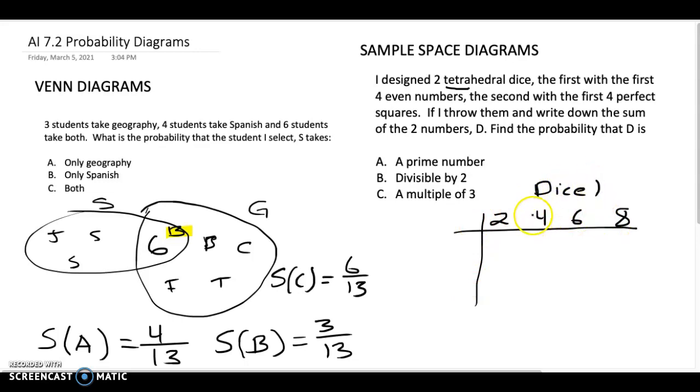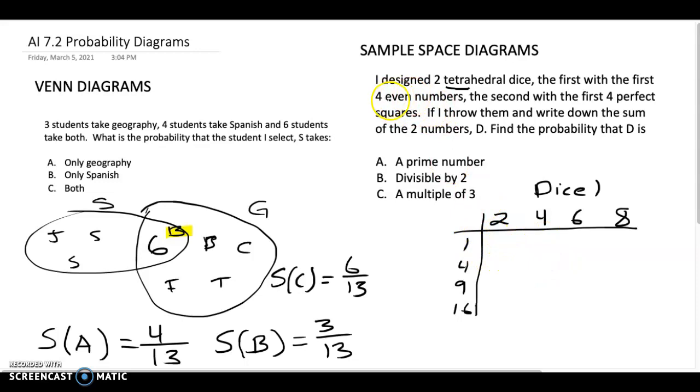These are called some weird type of dice, I can't even say what type, but when you make a dice of a certain size but change the numbers all around, it's kind of just a probability thing. Anyway, the second dice is the first four perfect squares. So the first four perfect squares are 1, 4, 9, and 16. Which messes with the example I did here on the side. So we're just going to do this together.